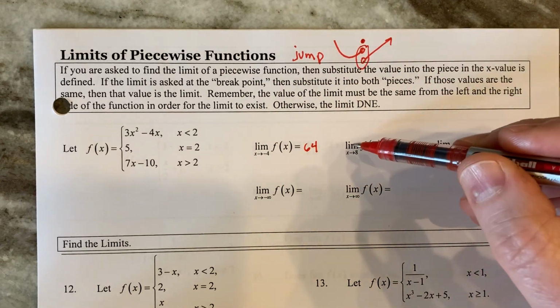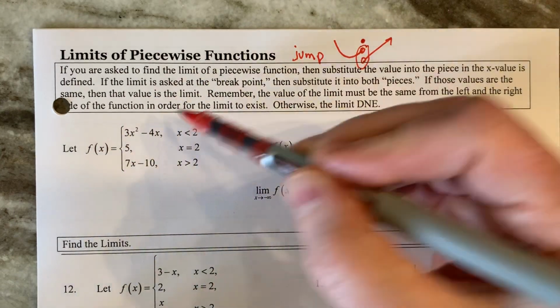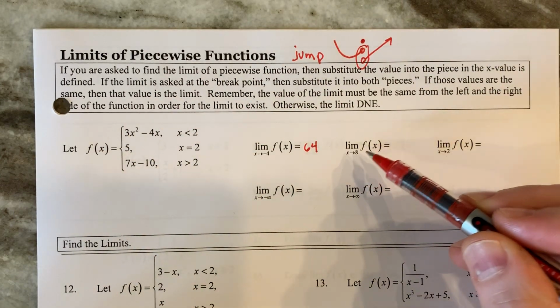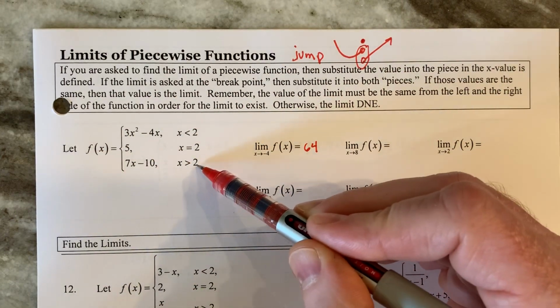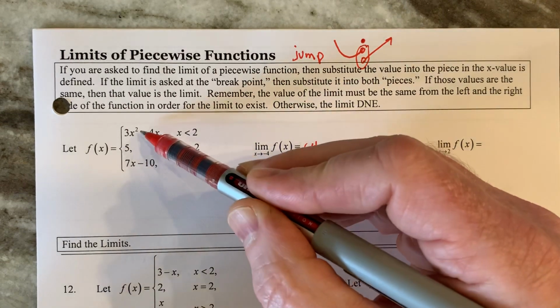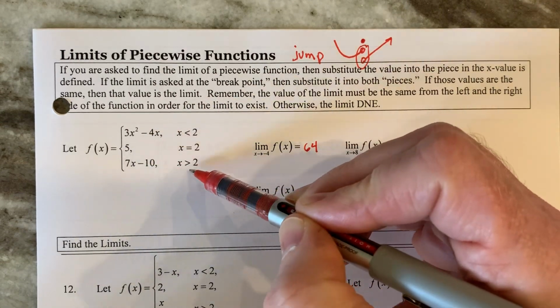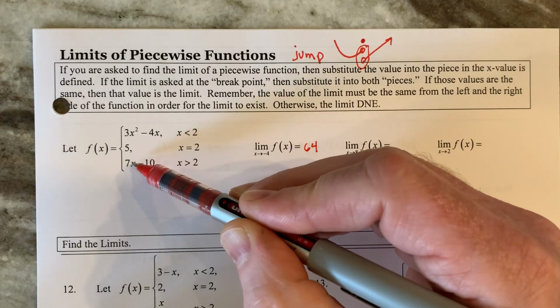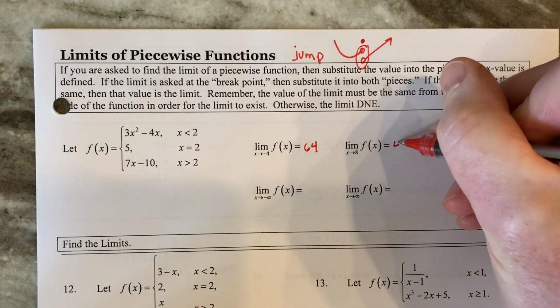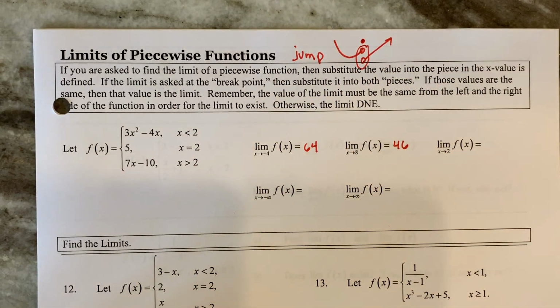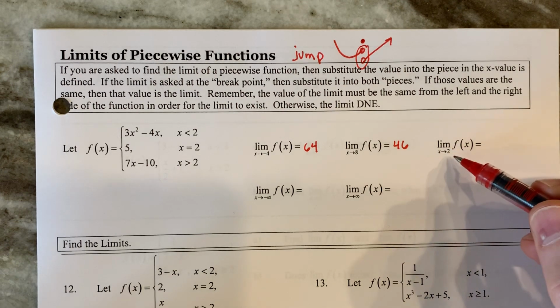All right, what about this one? What's the limit of this entire piecewise function when I'm approaching 8? Well, 8 is way to the right of 2. So it doesn't have anything to do with these two functions. So in this case, I can just plug an 8 in, and I get 56 minus 10, which is 46. And that wasn't a big deal. Here's where it starts becoming a big deal. Here, what's the limit as I approach 2?